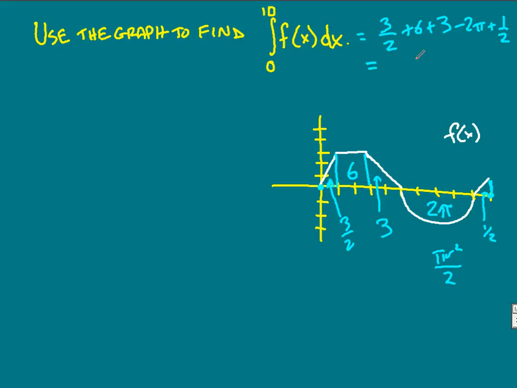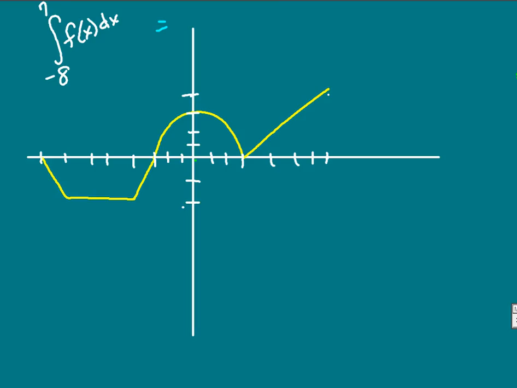And then I can just simplify from here: 10, 11, 12 minus 2 pi ends up being your answer here of how much area we have under the curve. And you can't simplify it more than that. That's an exact answer. Here's another quick example.